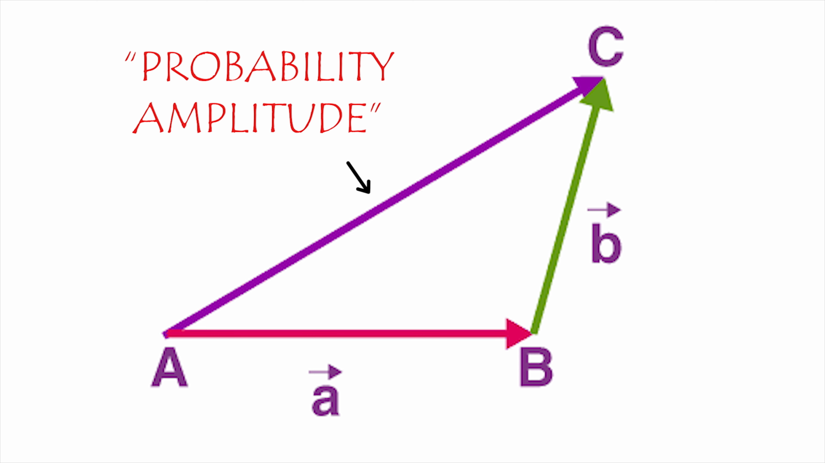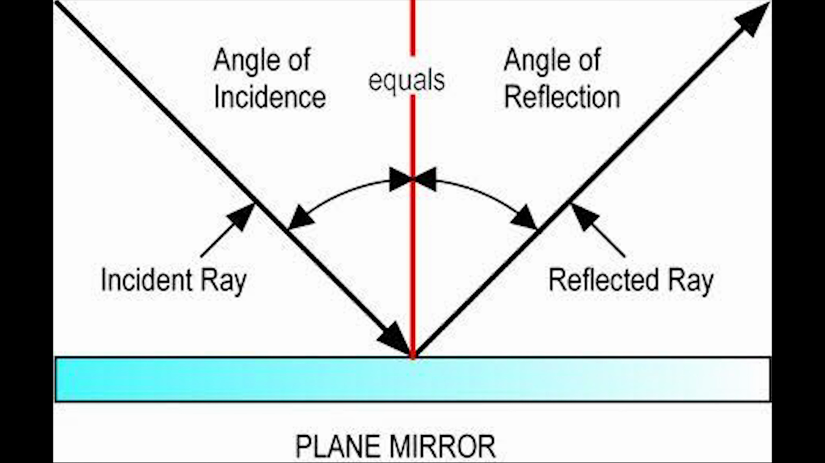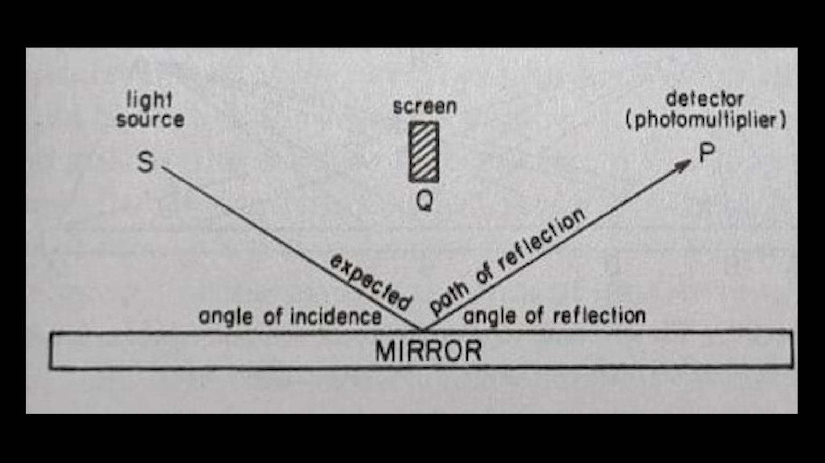Now we will see how the basic principle of reflection, that is, the angle of incidence is equal to the angle of reflection, can be explained using this technique, which is used to do all the other quantum calculations. We have a mirror, a source S, a detector P, and a screen between the two. For the angle of reflection to be equal to the angle of incidence, the light has to strike the mirror at the middle. But here we don't assume anything before starting the experiment. So the outcome should be this.